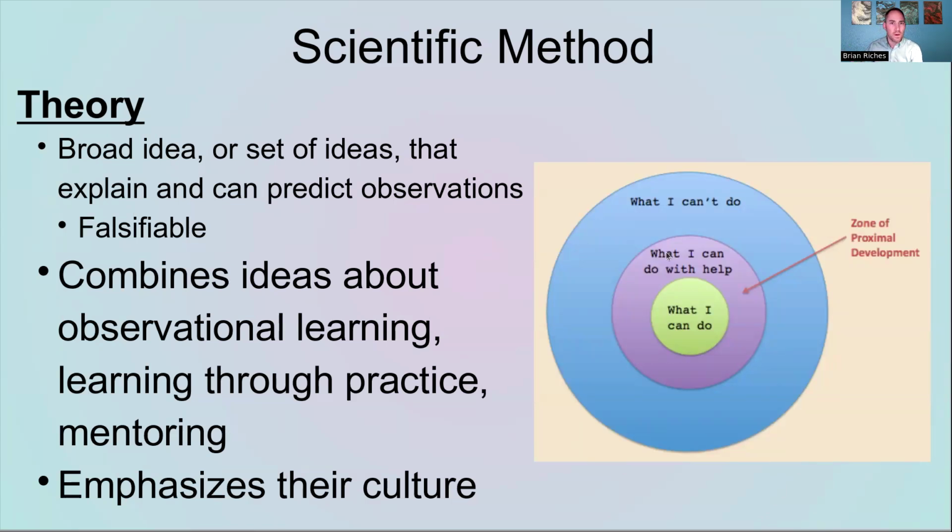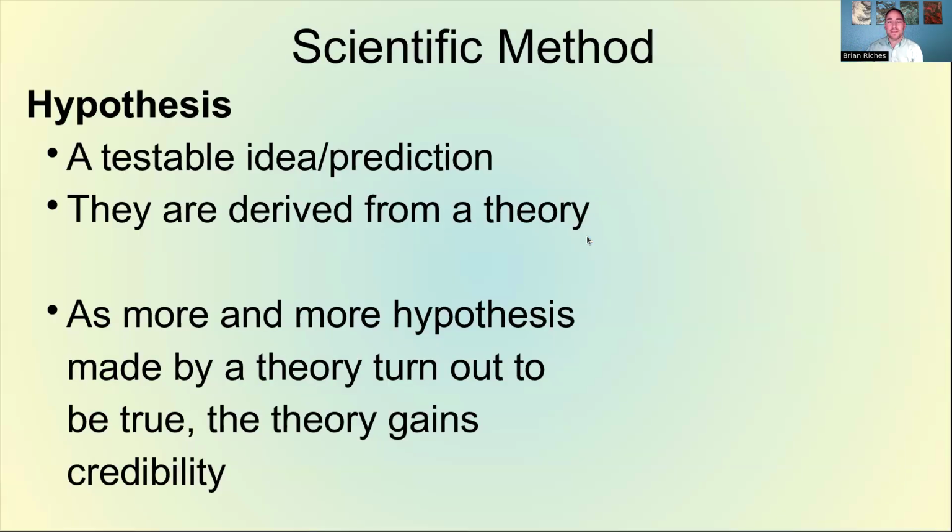And the whole theory as a whole combines ideas about learning through observation, through practice, through mentoring, and emphasizes the culture a person is in. But one key piece is this zone of proximal development. So from that overarching theory, that big broad explanation, we can build hypotheses. Hypotheses are a specific testable idea that comes from that theory. And as we try to test those and falsify this theory in more and more ways, the theory can either be stronger or we can see that it doesn't actually quite explain things super well.